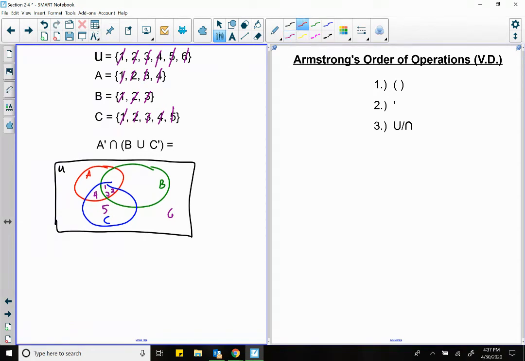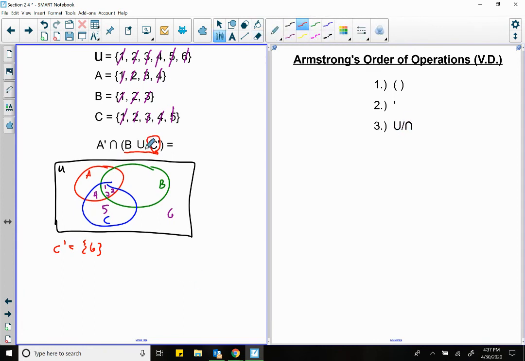All right, so the first thing says we're going to deal with inside our parentheses. So that's all this. And then inside our parentheses, do we have a complement? Absolutely. So we got to deal with this guy first. I need to know what is C complement. So I want all the numbers that are not in the circle C. What are all the numbers not in this circle? And that's 6. So C complement is just the number 6 because 6 is not in my blue circle.